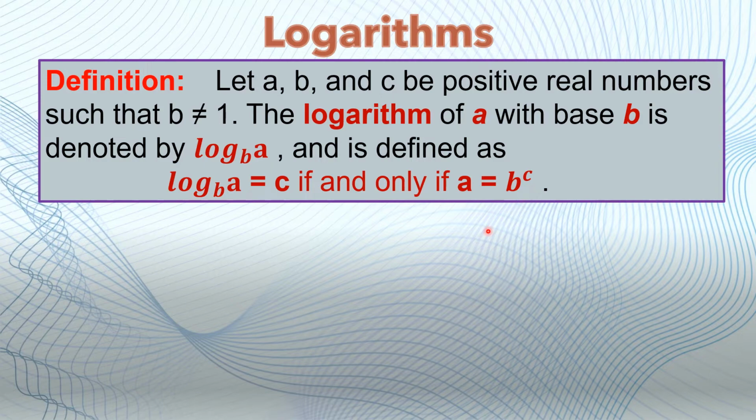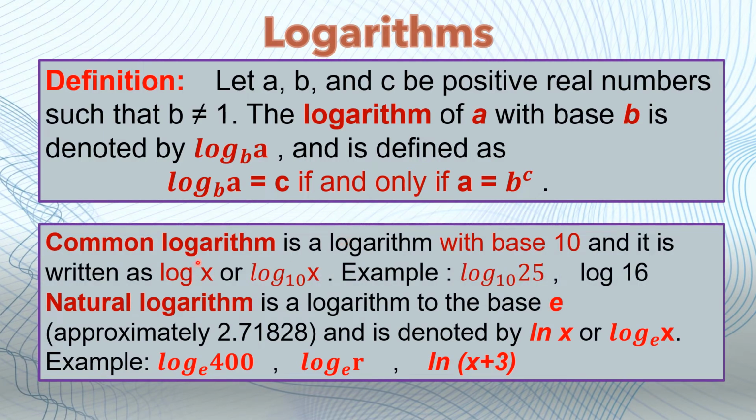Logarithms can be divided into two types. So we have common logarithm and natural logarithm. Common logarithm is a logarithm with base 10 and it is written as log of x or log of x with base 10. As you can see, we can write or not write the base 10. If there's no written base in a logarithm, it is understood that the base is 10.